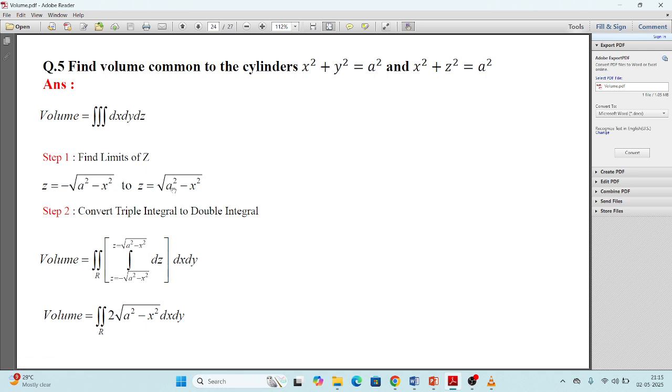So we will take these limits. Again from the equation itself we are taking the limits of z. We took the limits of z from the equation. If two equations are not present in z, then from that one equation itself you can take the limits of z. So here we got the limits of z. You have got the limits of z.